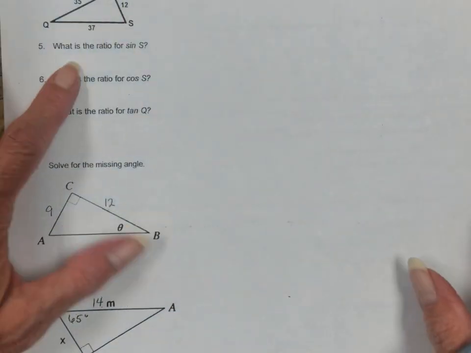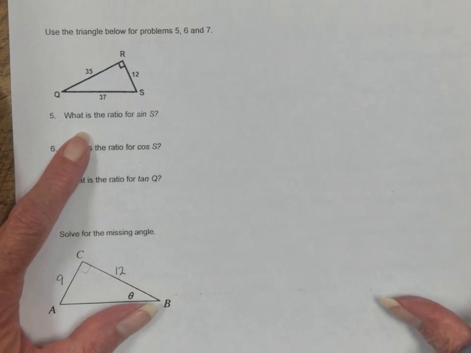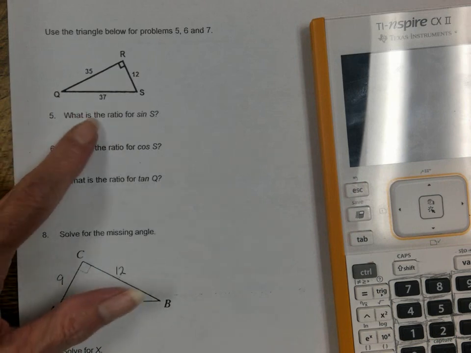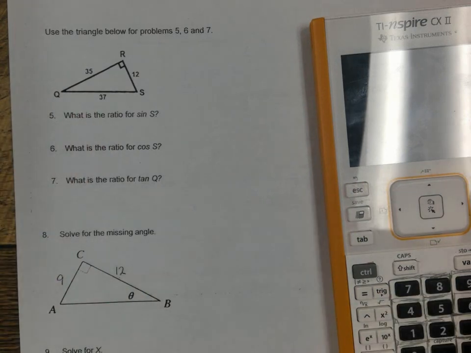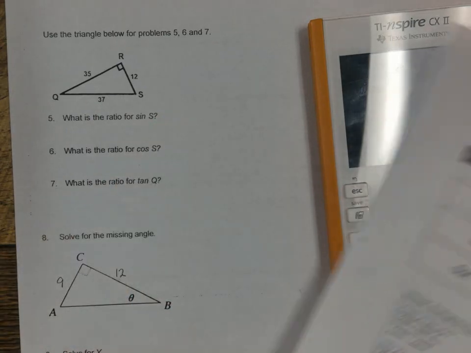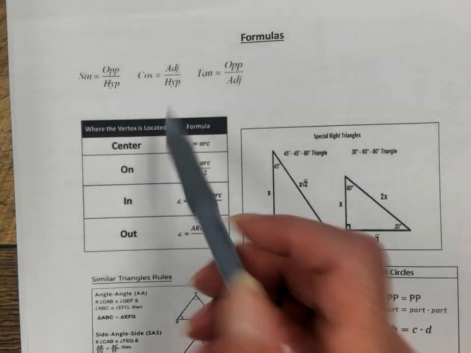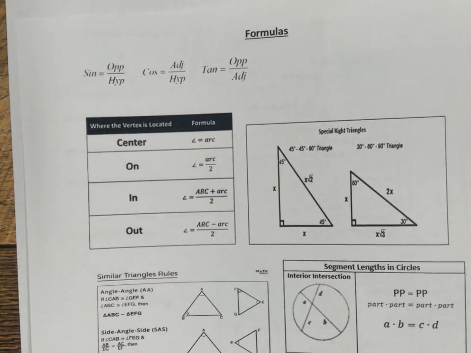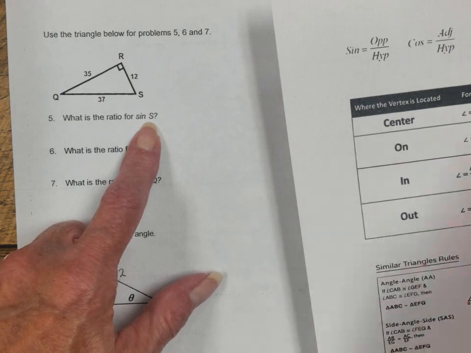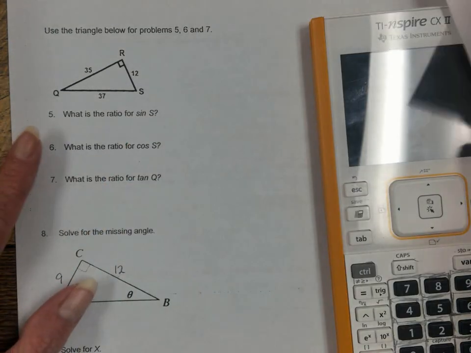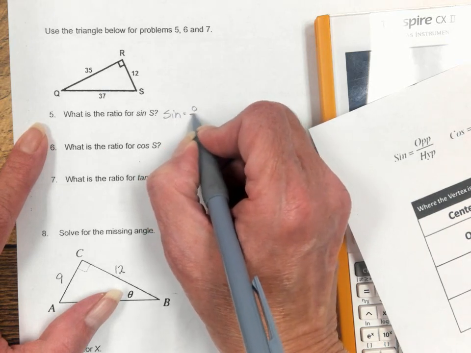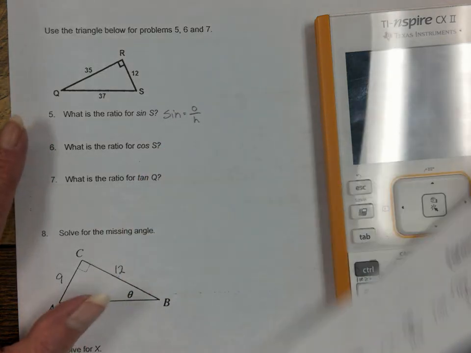Okay. Oh, look. Use the triangle below for problems 5, 6, and 7. Okay, I see a triangle. What is the ratio or the sine of S? Going to my formula sheet. I've got sine, cosine, and tangent right there. So what am I asked for? I'm asked for sine. Sine is opposite over hypotenuse.